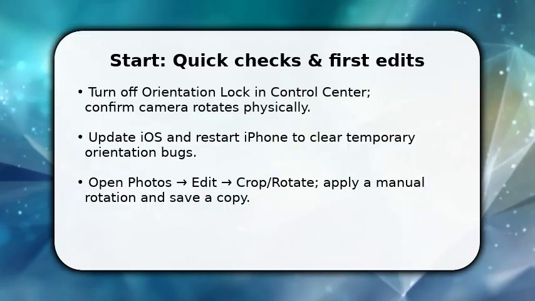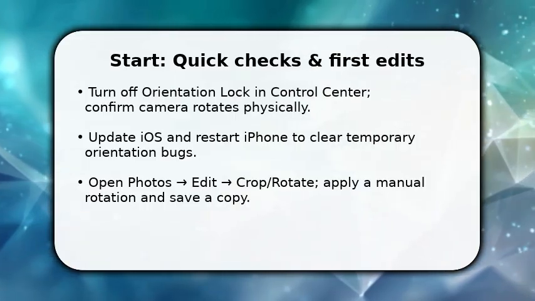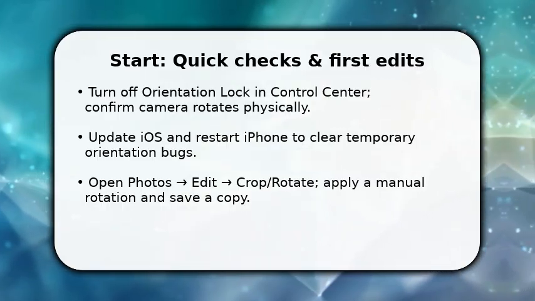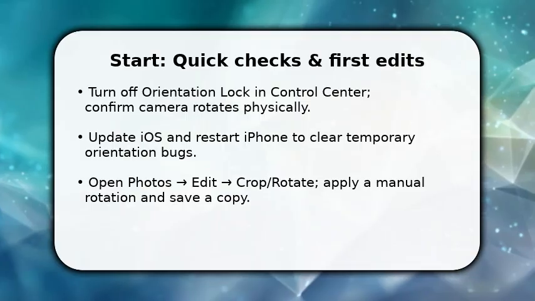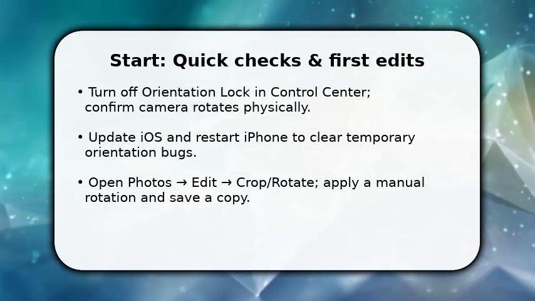You begin by eliminating the simple causes so you can act quickly. First, swipe Control Center and make sure orientation lock is off. The camera and photos need that to update orientation. Next, update iOS if available and restart the phone to remove software glitches.